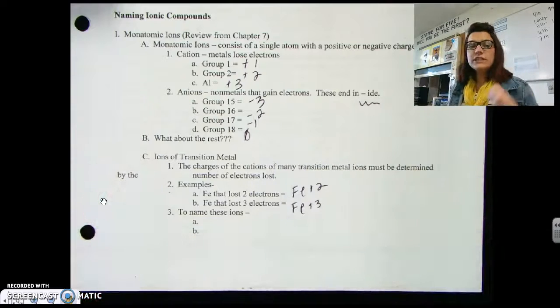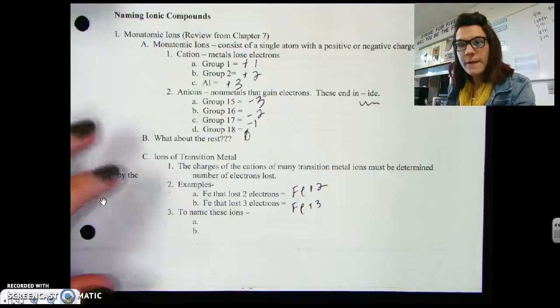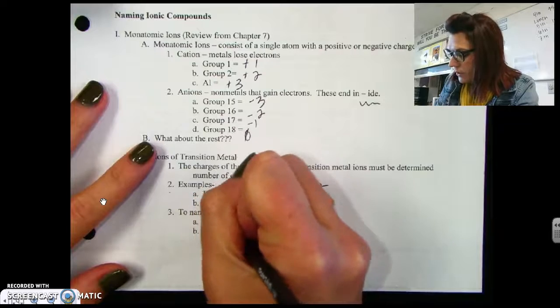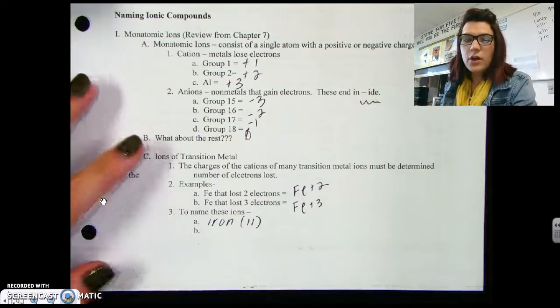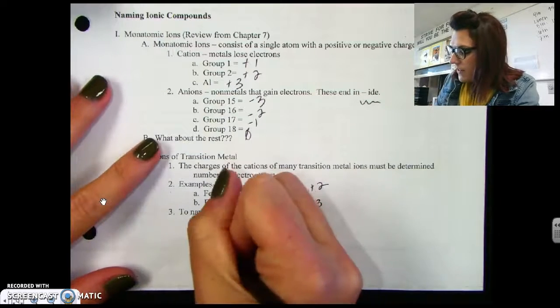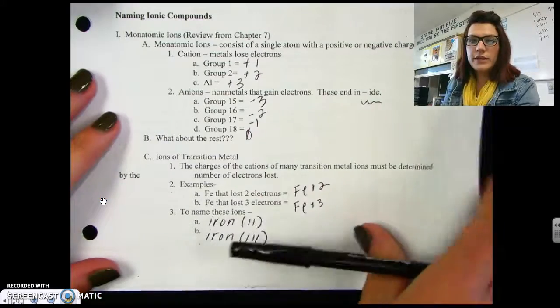It's really important that we pay really close attention, when we start naming these, to how many electrons are being lost. So if I was to name these, I would say iron 2. The Roman numeral indicates the charge. And then the second one would be iron 3. So those are ions of transition metals.